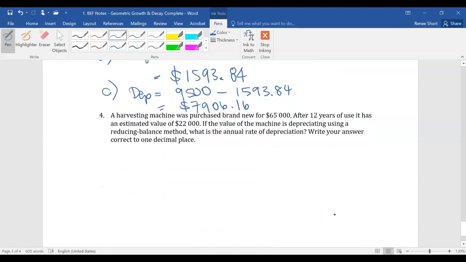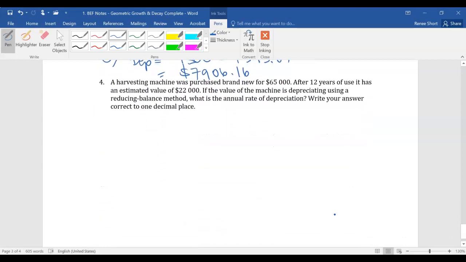I have one more question for us to do. It says that a harvesting machine was purchased brand new for $65,000, and after 12 years of use, its estimated value is $22,000. If the value of the machine is depreciating using a reducing balance method, what is the annual rate of depreciation? So this time it wants to work out the rate that it's losing value at. So V0, that's my initial amount here, and my final amount I've got there is $22,000.